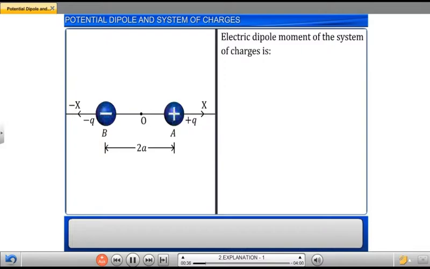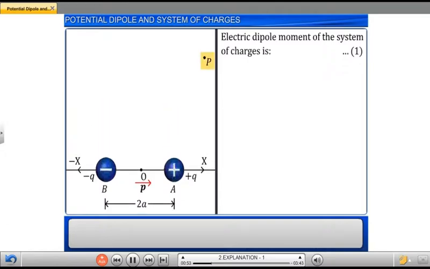The electric dipole moment P due to the dipole is equal to 2aq, and the dipole moment P points from minus Q towards plus Q. Let this be equation 1.